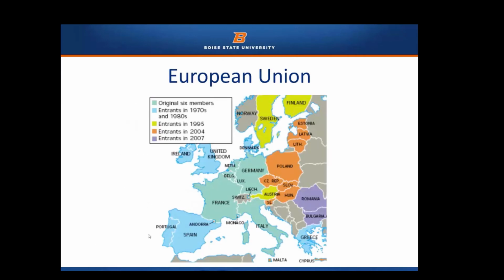So here's the inner six, and then the outer seven. Here's some of the outer seven, and here's some of the entrants. Note, Switzerland is not a member. Poland's now a member. These countries are all members. So you can see the inner six still key, and all of the countries in the inner six have adopted the euro. Not so much all of the other countries.